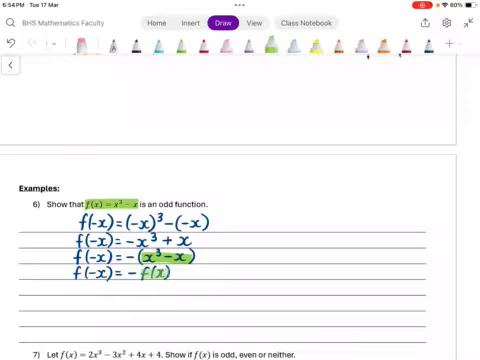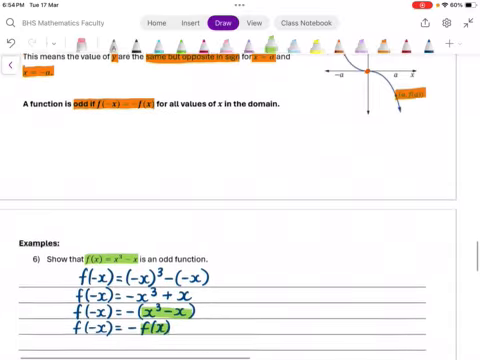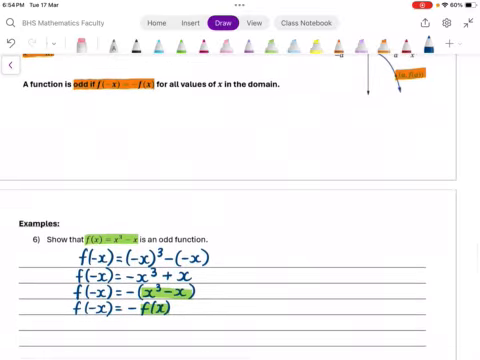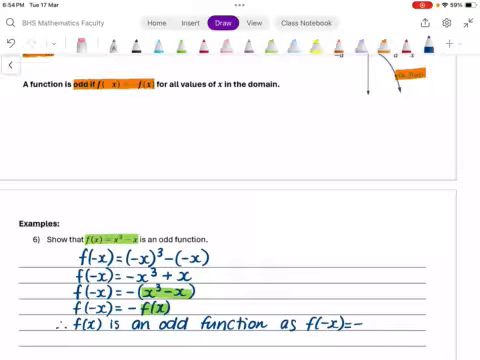And this is the property for our odd function. So what we do is we write, therefore, f of x is an odd function as f of negative x equals negative f of x.